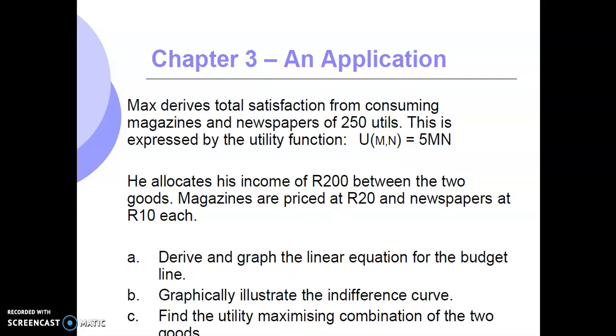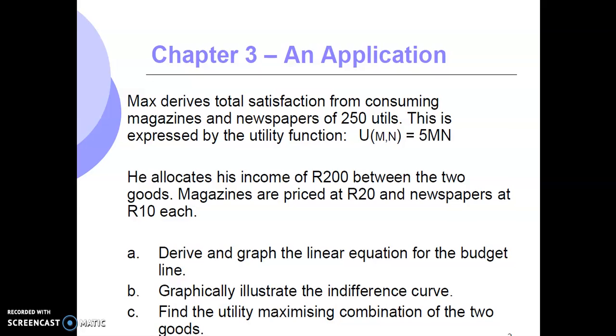Now you are told that he allocates his income of 200 Rand between the two goods. Magazines have a price P of 20 Rand, and newspapers have a price of 10 Rand each, and his income I is 200. The first question asks: derive and graph the linear equation, a straight line, for the budget line. Using this information, can you derive the linear equation and graph it for the budget line?